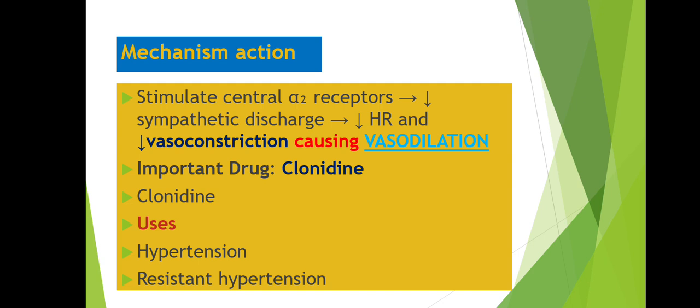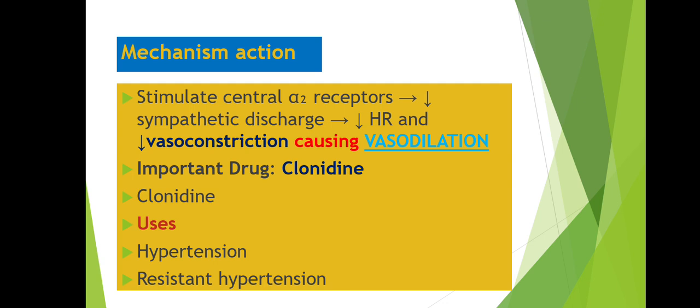So like I mentioned, they are going to stimulate central alpha 2 receptors. What happens? They are going to inhibit sympathetic discharge. Once sympathetic discharge reduces, we are going to reduce the heart rate. And then we are also going to reduce the vasoconstriction. This is going to cause vasodilatation. If the vessels have been dilated, then this is now simple. The blood pressure has been controlled.